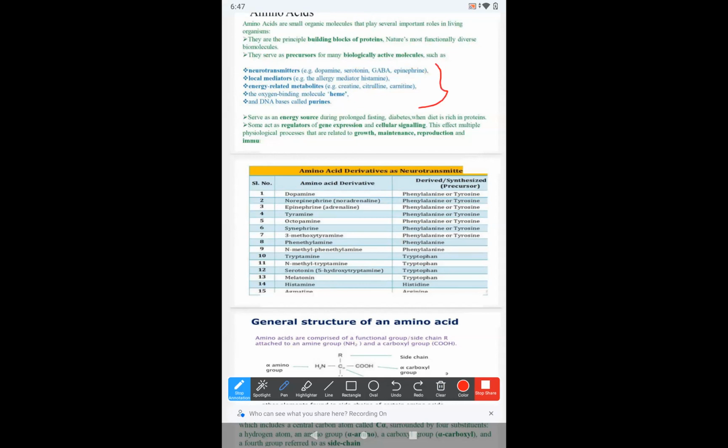Yes, ma'am. So next, amino acids serve as an energy source during prolonged fasting, during diabetes, and when the diet is rich in protein. So at that time, what happens? These amino acids act as energy molecules. And some act as regulators of gene expression and regulators of cellular signaling. These functions help with growth, maintenance, reproduction, and immune responses in the body. So these are the facts about amino acids.